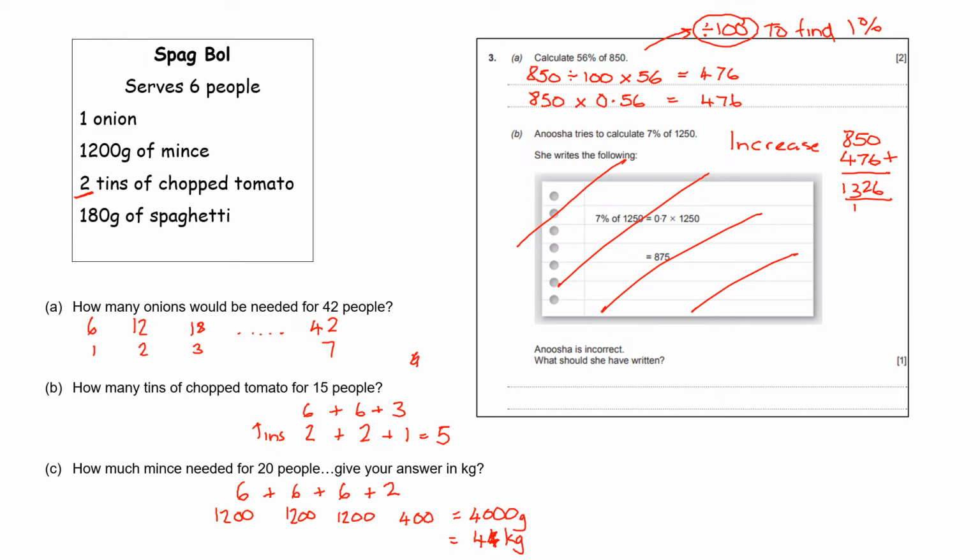Anusha tries to calculate 7% of 1,250. She writes the following, and so what she's done, because I've crossed it out, is she's timesed the number by 0.7. But if she times it by 0.7, she's actually working out 70%. So the mistake is what she should have done is multiplied by 0.07. So what Anusha is doing, she's using my second method here of changing the percent to a decimal and multiplying by it. Okay, hopefully that makes sense. Next slide.